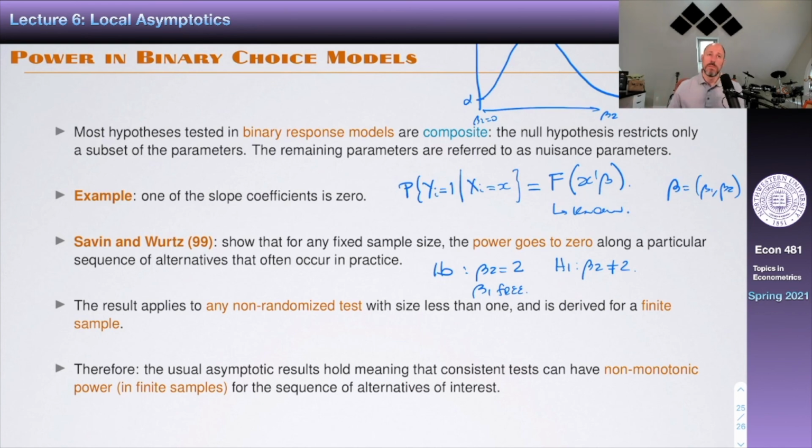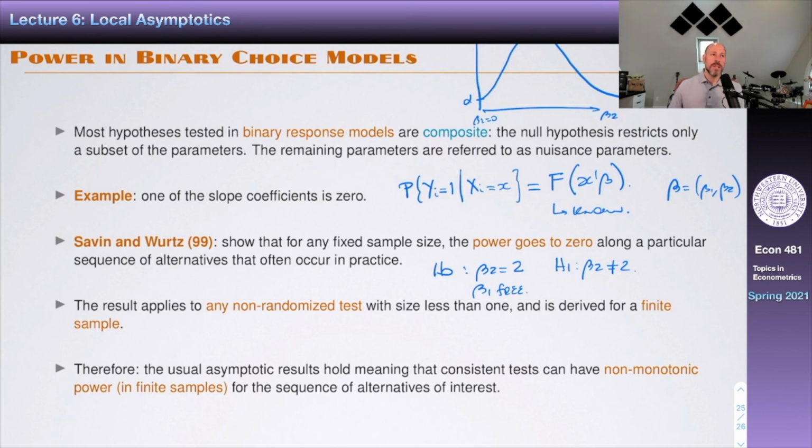So again, if it's not monotonic, you know that the local power approximation is going to be really far from the null, because the local power approximation is going to be monotonic. Okay? And the result applies to any non-randomized test with size less than 1 and is derived for a finite sample. Okay, so for every n, you're going to have this non-monotonicity.